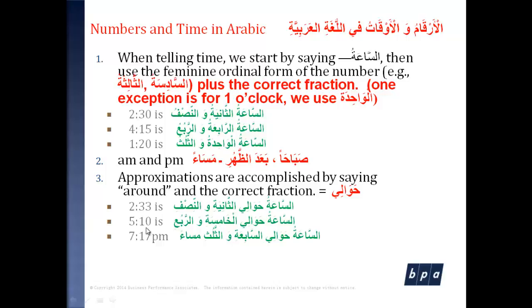For 5:10, say it's close to 5:15, so you'd say الساعة حوالي 5:15. For 7:17 p.m. you'd say الساعة حوالي 7:20 مساء. The hour is about 7:20, 7:20 مساء, in the evening.